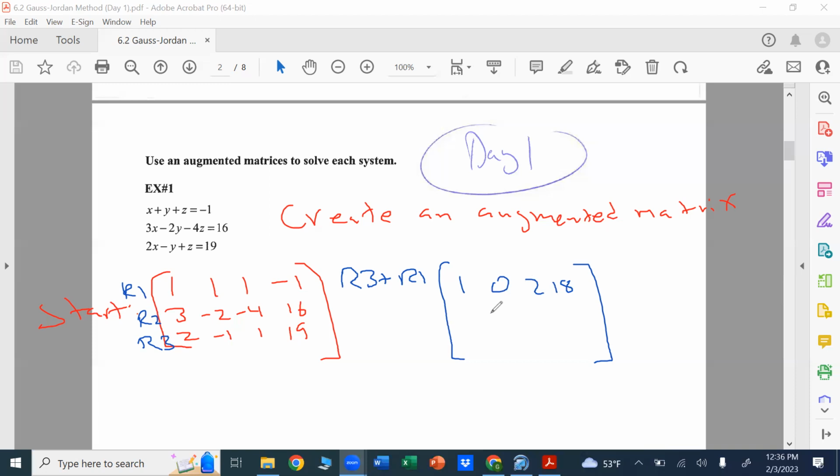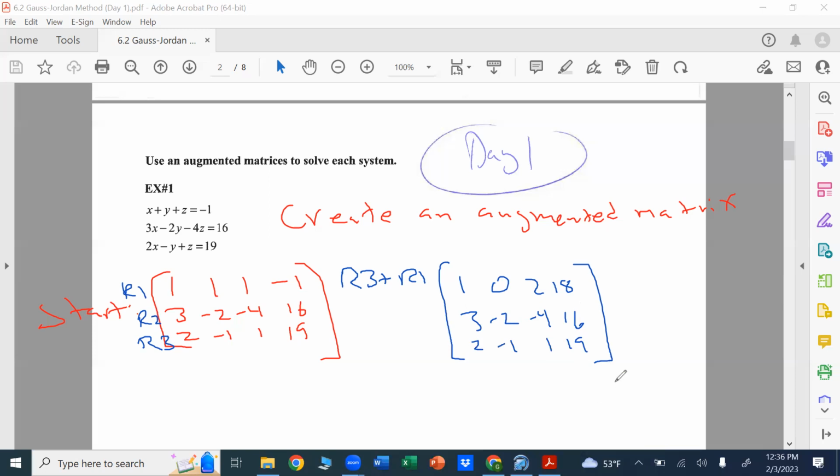Okay, so you're going to have 3, -2, -4, 16. 2, -1, 1, 19. Okay, there we go. So I just added R3 to R1. What I did is I changed how the first row looks. Now the first row looks like that by adding R3 to R1.